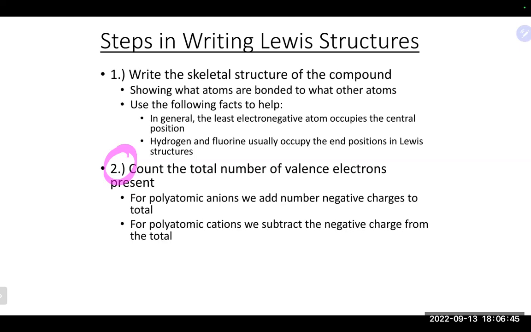A reminder: the number of valence electrons equals the group number, right? So that's a very quick way that you could calculate how many valence electrons you have going on. Group 1 obviously has 1, then 2, 3, obviously up to 8.